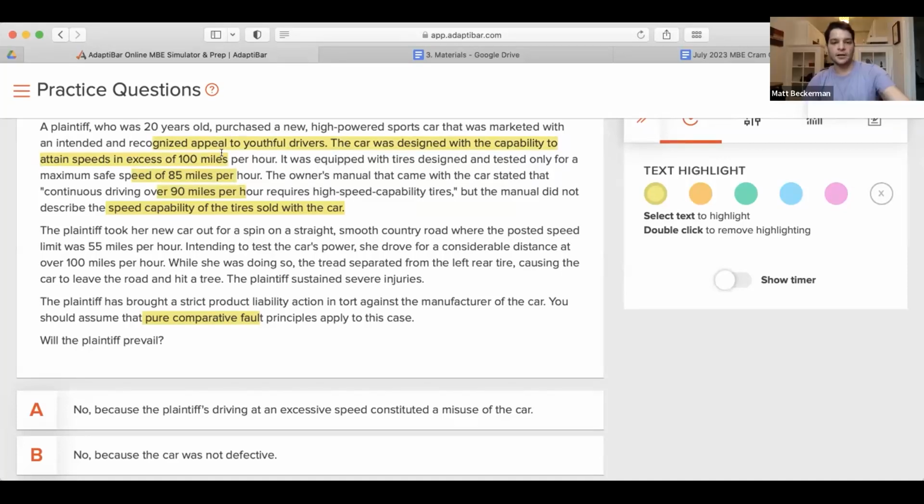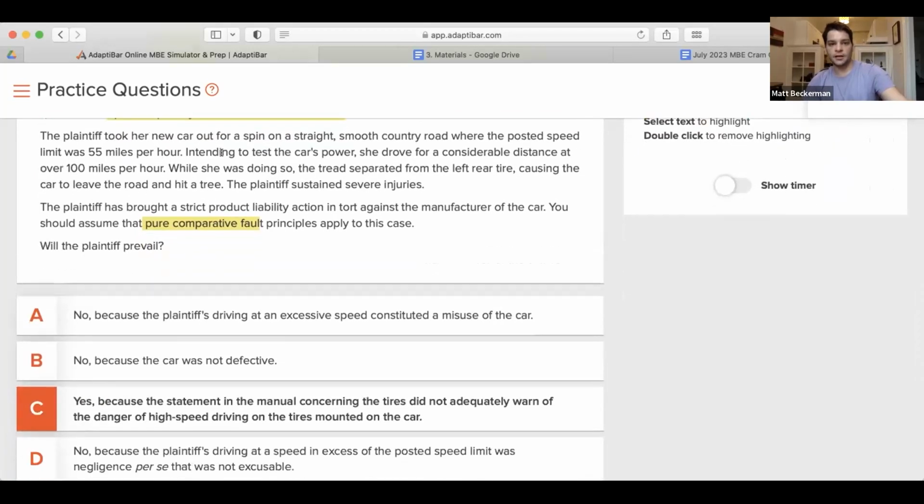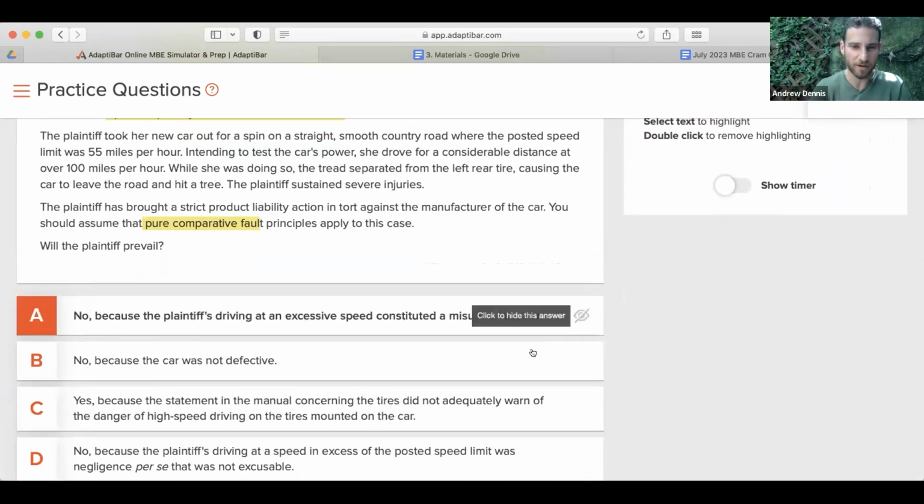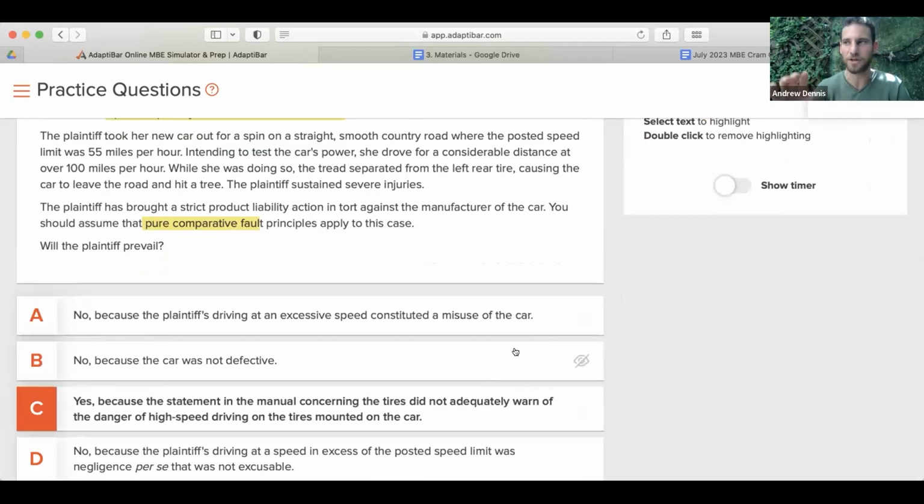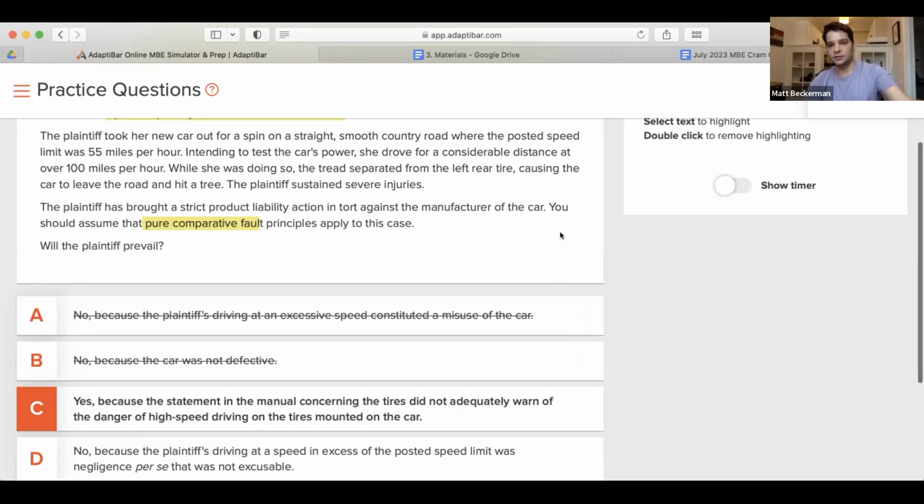The fact that it's appealing to young drivers who don't have a lot of experience means the warning should probably be better than it is. And I agree with what you were saying. It's a process of elimination here, right? He was driving, it's not a misuse of the car, and you're still liable for foreseeable misuse. And come on, he's a young kid, he's driving fast. Not necessarily defective, because they know that if you want to drive at that speed, it has to have a certain type of tire.